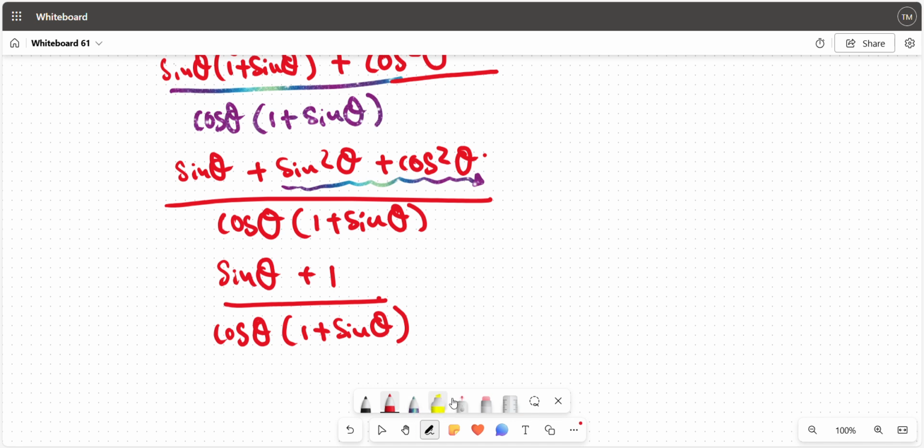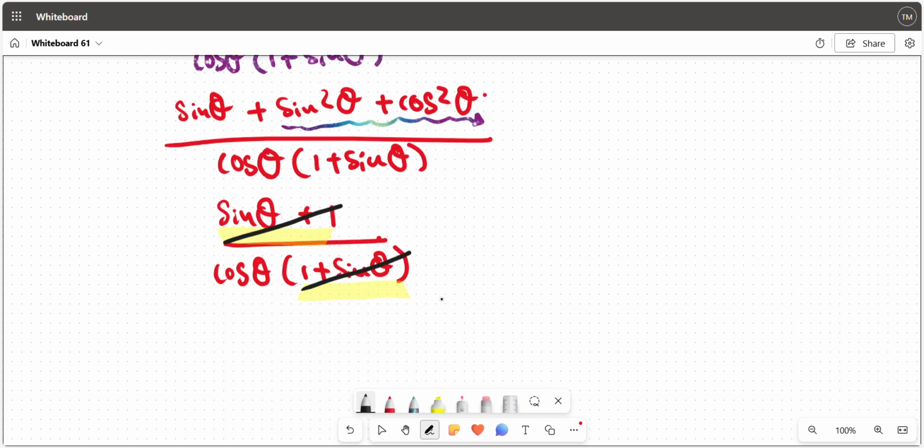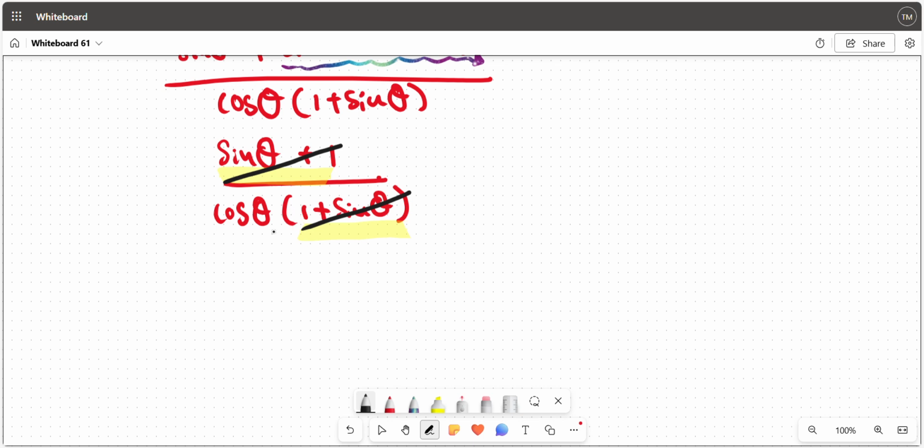Then we should notice that this guy here, sine theta plus 1, is the same as 1 plus sine theta. Yes, they're the other way around. It's just like having a 1 plus a 2 and a 2 plus a 1. These guys are equal to each other. So what I can do is, since the bottom guy is multiplying, I can cancel them. So I cancel this guy with this guy. Could only cancel because the bottom is multiplying.